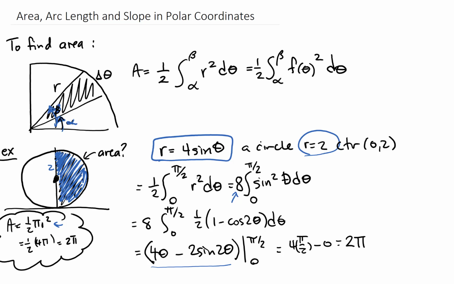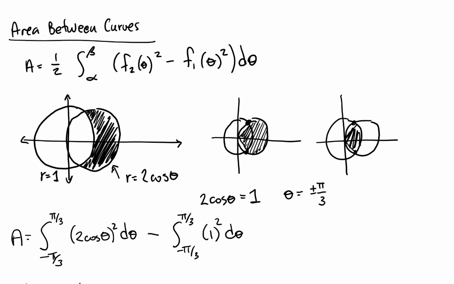Let's take a look at another example. In this case, we want to find the area between two curves. We do it similar to what we've done in the past, where if we want to find the area between two curves, we take the outer curve minus the inner curve. It's just that we adapt this formula, so area is now 1/2 the integral from alpha to beta of the difference between the outer curve, f2, and the inner curve, f1.